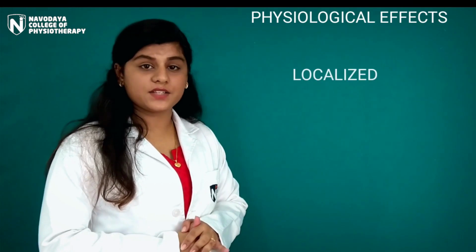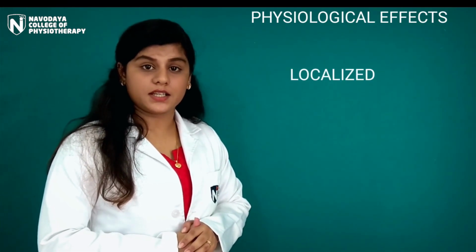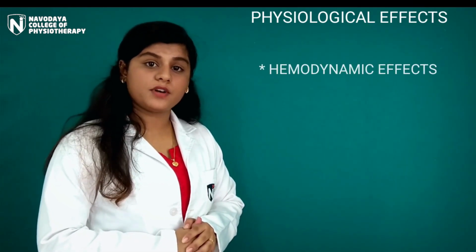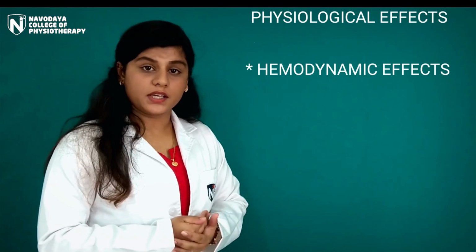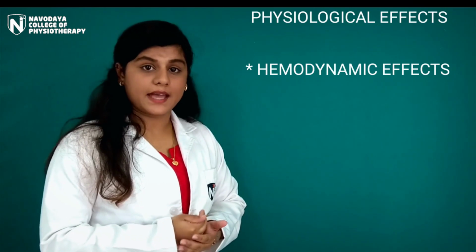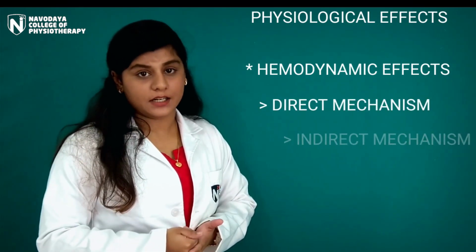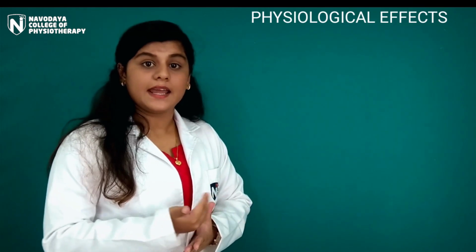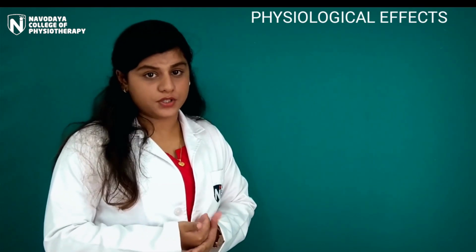It can be localized as well as generalized. In localized effects, there are three: neuromuscular effects, metabolic effects, as well as hemodynamic effects. Coming on to the hemodynamic effects, when we apply cold to the body or any tissue, immediate vasoconstriction occurs. This vasoconstriction occurs by two mechanisms: a direct mechanism as well as an indirect mechanism. Directly, it stimulates the cutaneous receptors of the blood vessels to contract, hence resulting in vasoconstriction. Indirectly, it decreases the production of vasodilator mediators like histamine, as well as decreasing the activity of the sympathetic adrenergic receptors, resulting in vasoconstriction.